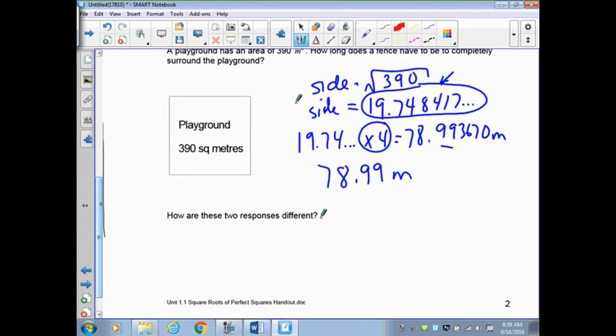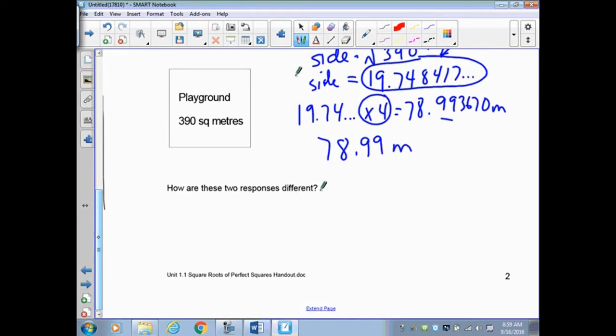So how are these two responses different? Well, the first one, the 400, was a perfect square.